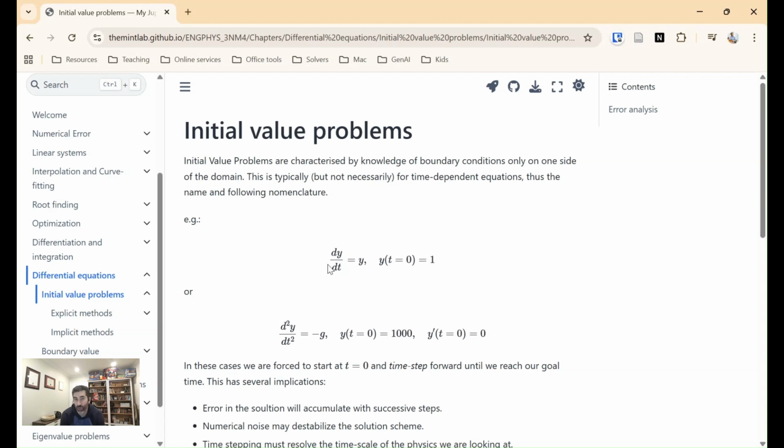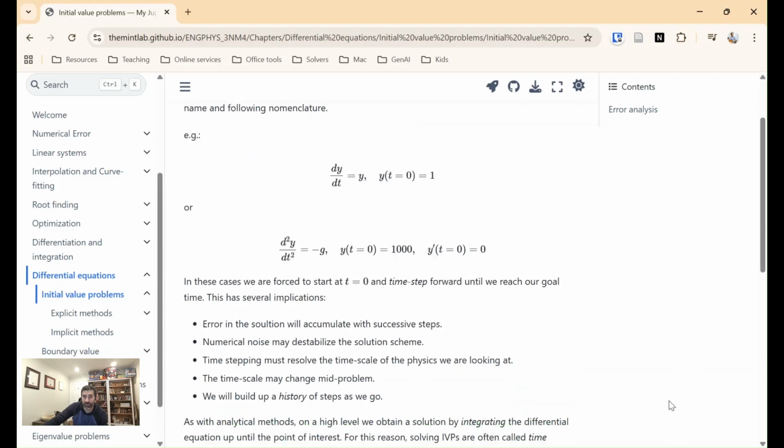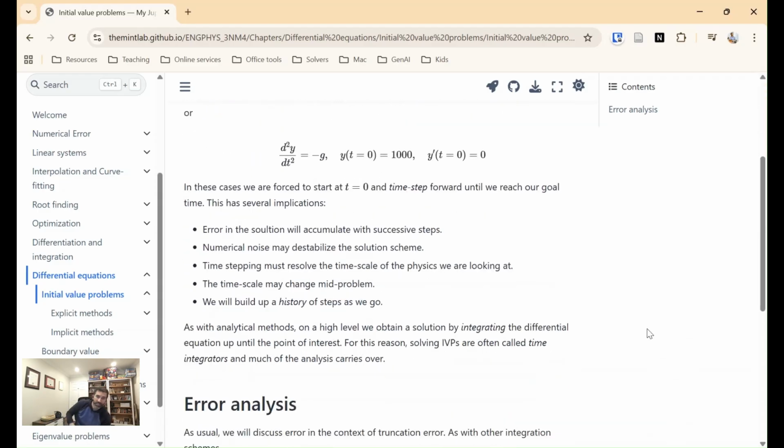Okay, so the quintessential example for this one is going to be dy/dx equals y, and you know some kind of initial condition. That's your boundary term, right? But it's a boundary in time, so we call it an initial condition. Similarly, we could talk about something like acceleration, gravitation. We could talk about your original position, the original velocity, no problem. The magic is that we're forced to start at this initial condition, time zero, and step forward until we reach our goal. And that has a few implications.